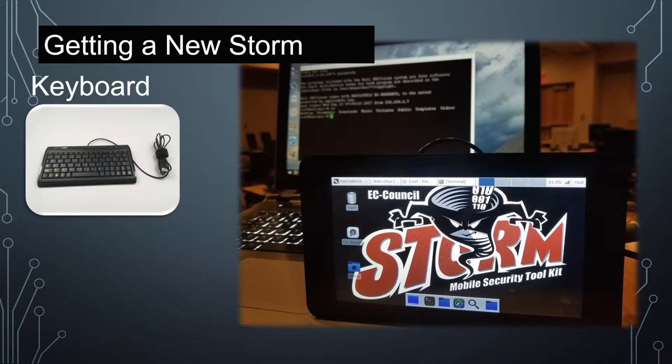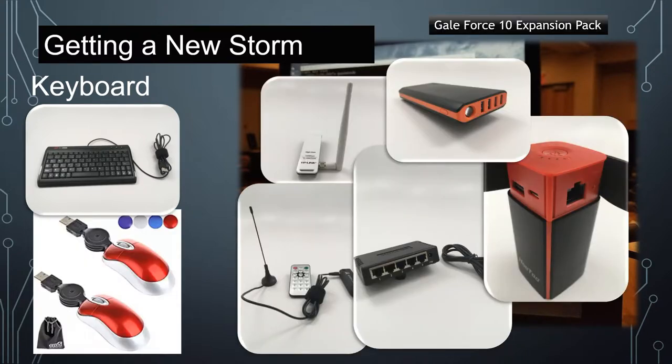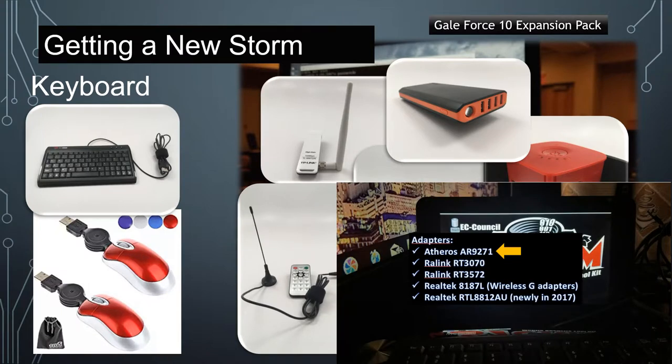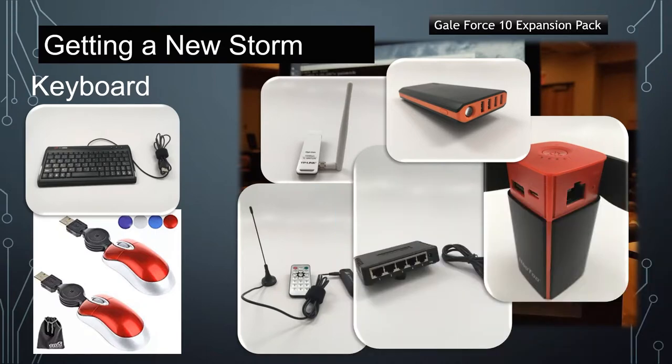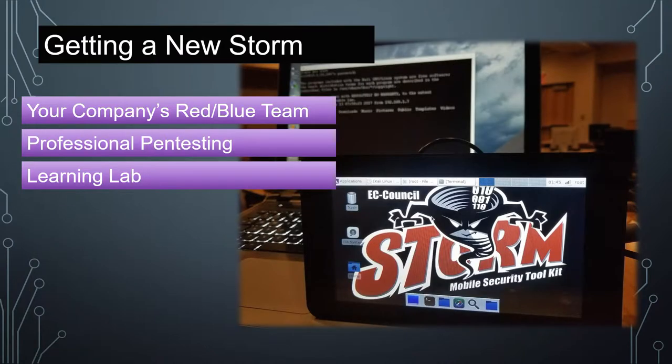But you might want to do a few things before you get started with your Storm. Number one, it includes a little rubberized floppy keyboard. You might want to get a better keyboard. Better yet, get a mouse. Get a battery pack to make it more flexible and portable. Get a Wi-Fi dongle that can handle packet sniffing and other tools to do radio, and use a switch to create your own network outside your Storm to connect your Storm with an internal network.